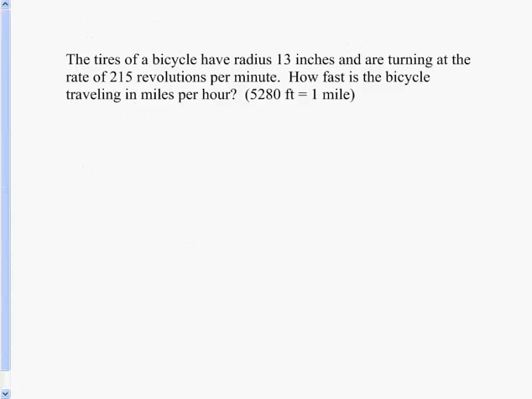Alright, the tires of a bicycle have a radius of 13 inches. Alright, so there's my R. They are turning at a rate of 250 revolutions per minute. I hope you see that as angular velocity, though we need to switch it to radians. And we want to know how fast is the bicycle traveling in miles per hour. That is linear velocity if I have ever seen it.